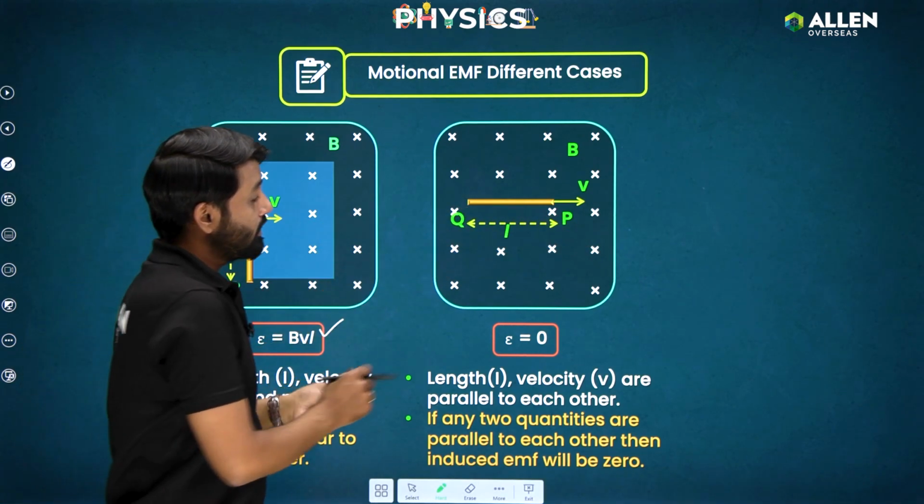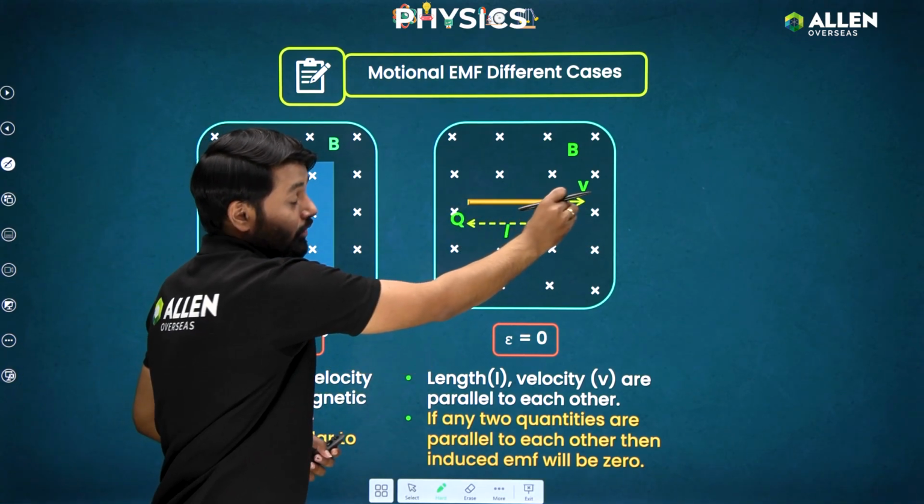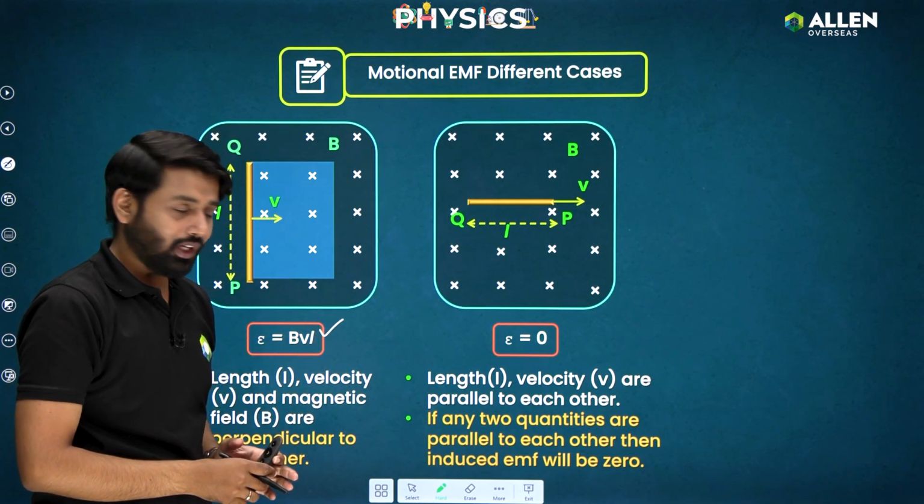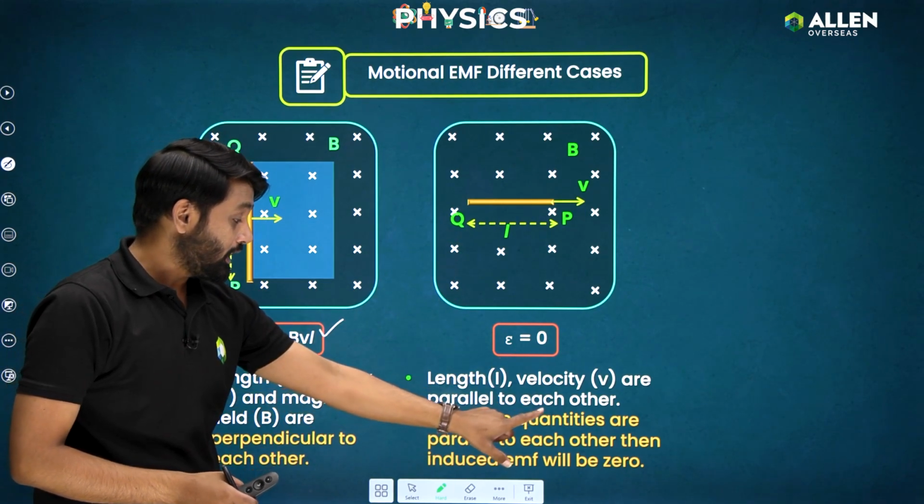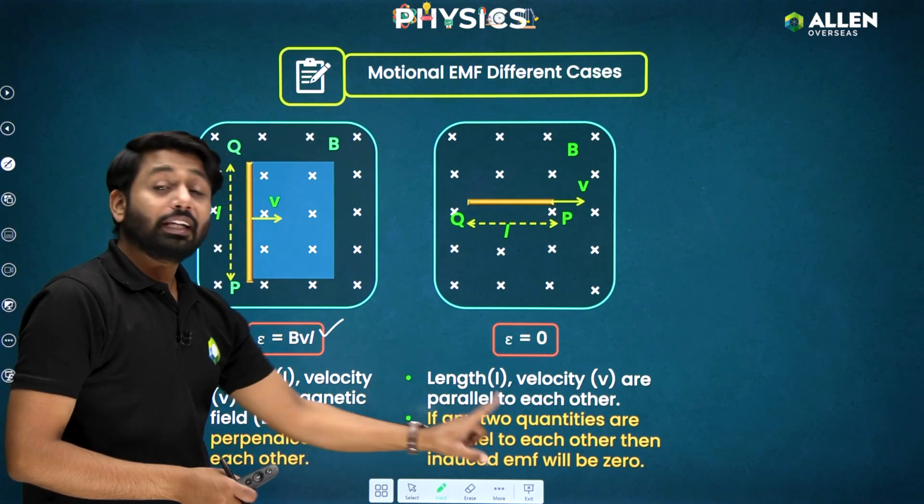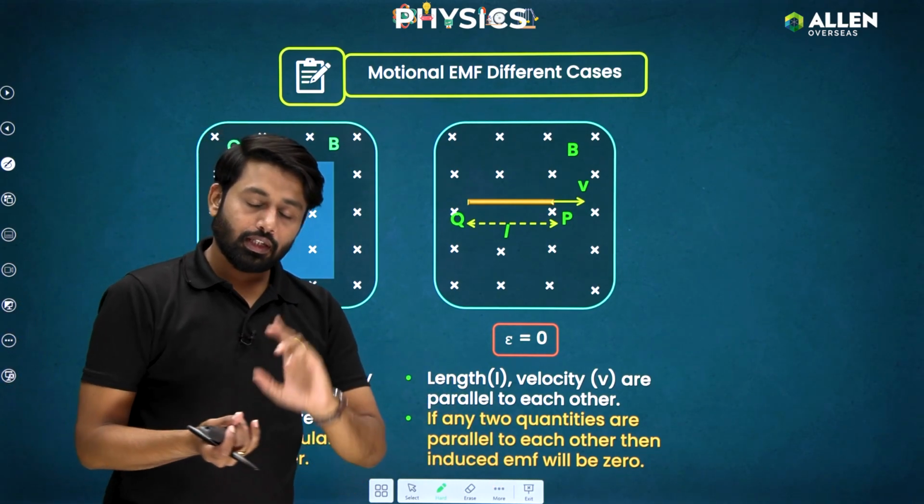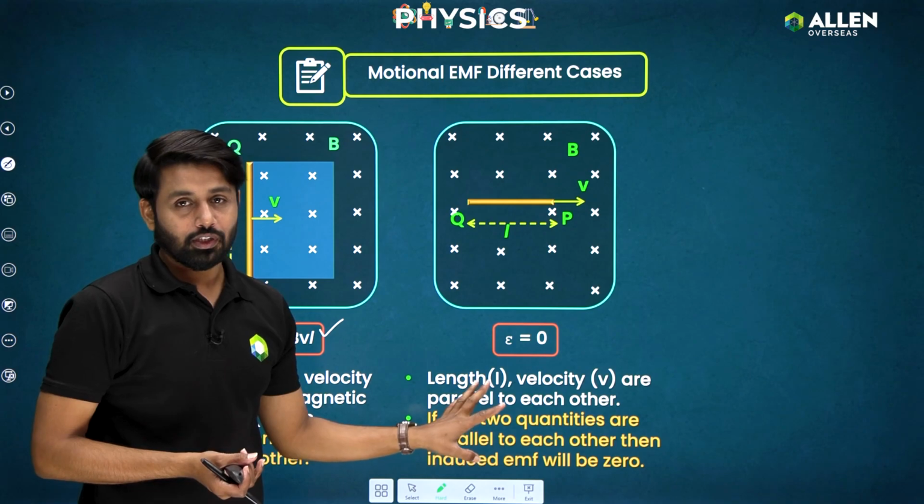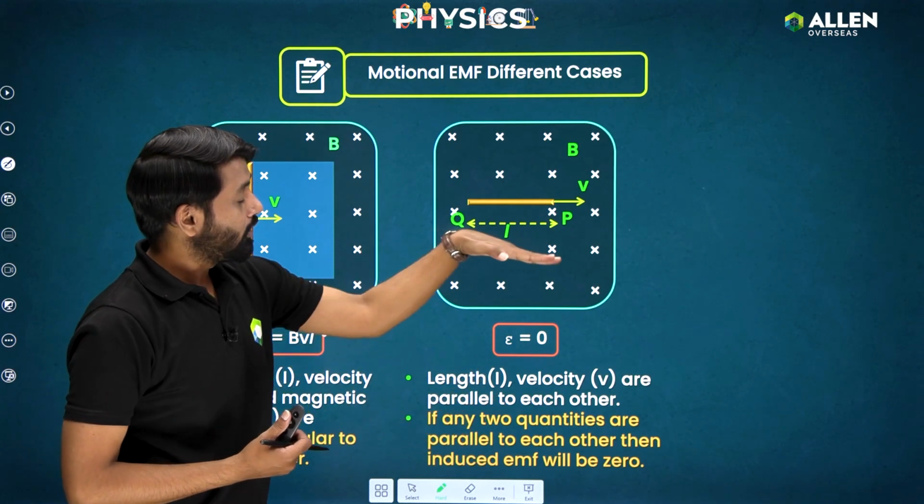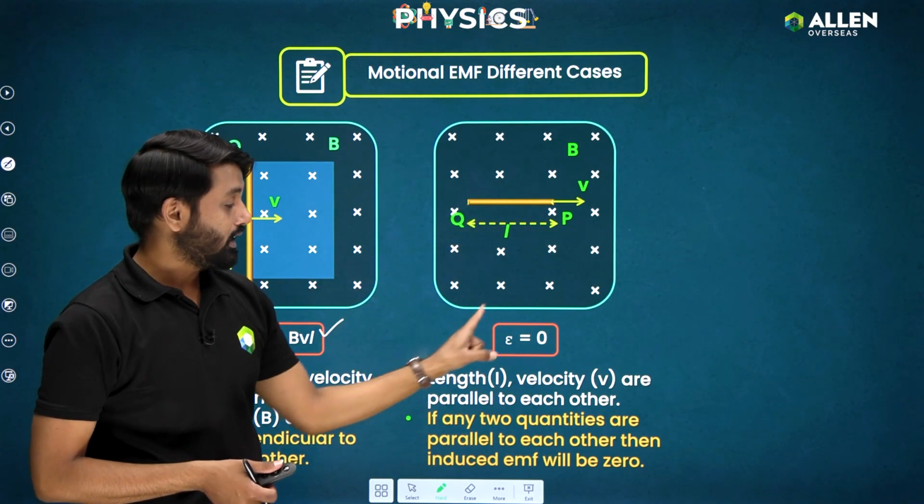In the second case, you can see the wire is moving like this. So here this is your length vector, right? This is your velocity vector. They are parallel to each other. So you can see here length and velocity are parallel to each other. If any two quantities are parallel to each other, in that case, induced EMF is 0. Is that clear? There is no flux cutting by this rod, so that's why E is 0.